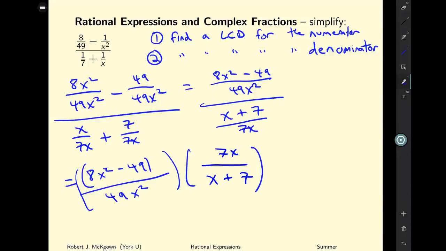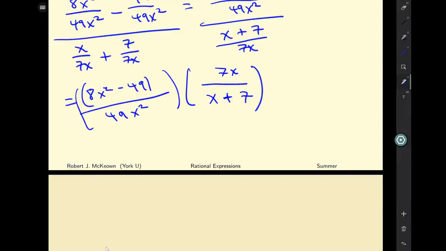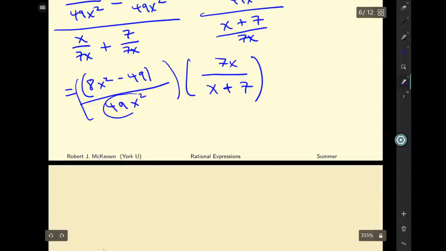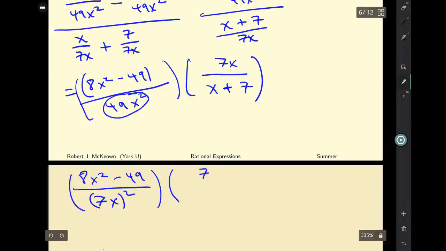That's the rule. We saw that in an earlier video. That's how we deal with division. I like the way that I've written it here. I can clearly see what's being multiplied and what's being divided. And I want to pay particular attention to the division, because the division is going to, well, we say cancel things out. I can make a simplification here, and I can rewrite this expression as 8x squared minus 49 over 7x squared, multiplied by 7x over x plus 7.